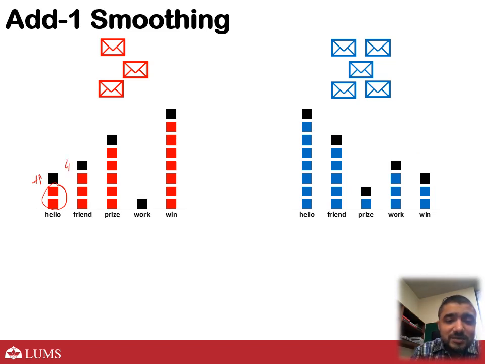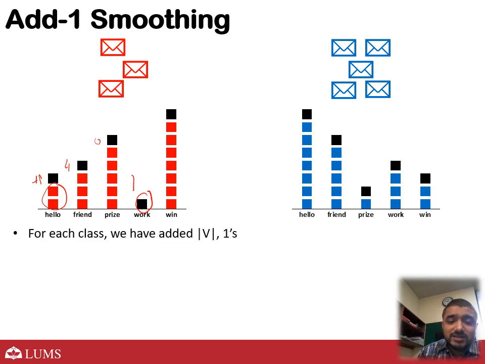और prize मुझे 5 दफ़ा मिला था, मैंने कहा नहीं 6 दफ़ा मिला है. और work जो कभी नहीं मिला था उसे मैंने कहा ये मुझे 1 दफ़ा मिला है, and so on. सब में मैंने 1 ऐड कर दिया. This is where you have just added ones. Alright, so for each class we have added v1s.